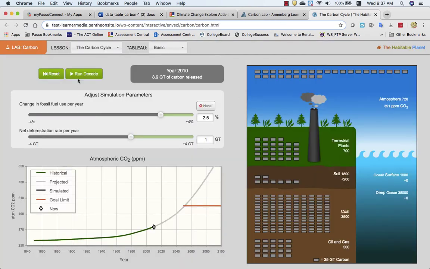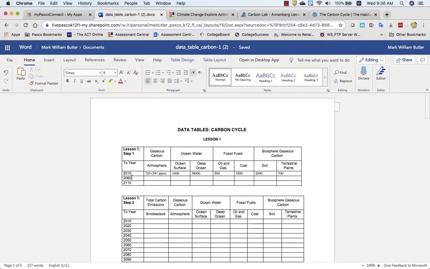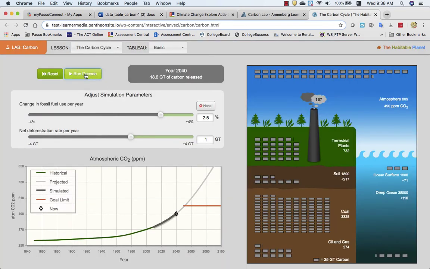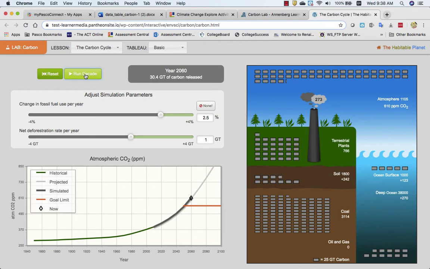So going to our simulator to go to the next decade. Again, we made sure that we're at a 2.5% increase in fossil fuel use, and we're going to hit the run decade button. You have to click it for each one. It's not like it just goes and you have to stop it. So that is 2020, 2030. We can see that these values are changing here. The graph is taking a different shape. Some numbers are going up, some numbers are going down. We're going to keep going until we get to 2060, right here. So keep going, run decade, 40, 50, 60.